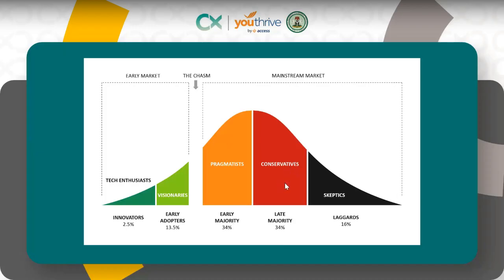Then you're looking at the conservatives, right? The late majorities. Then we're looking at laggards, people who are still skeptics, are still asking questions, they're not sure, and everything like that. All right, so that's literally how the curve looks.